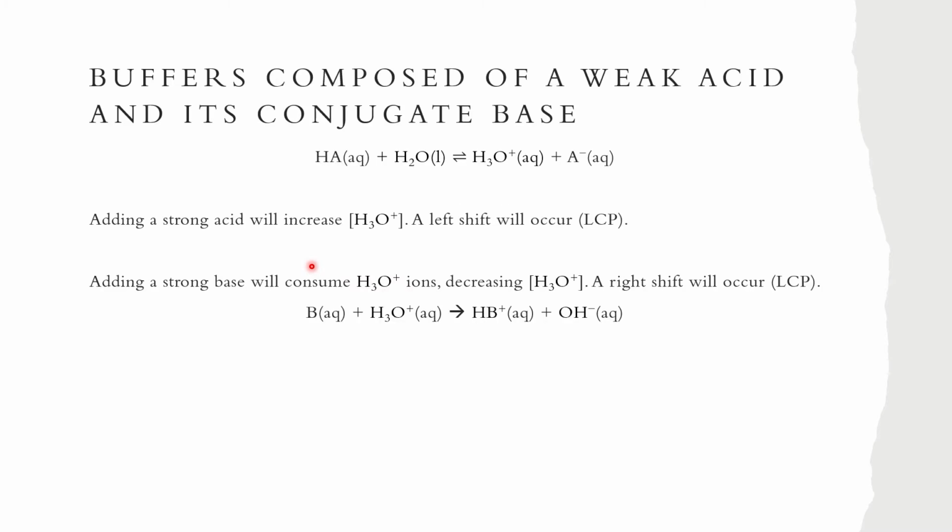So if we have a buffer that has a weak acid HA and its conjugate base present, which would be A-, so for example, again, vinegar and its conjugate base, acetate ion, what we would expect to see is that if we were to add a strong acid, we would be increasing the hydronium ion concentration, and that would cause a left shift according to Le Chatelier's principle.